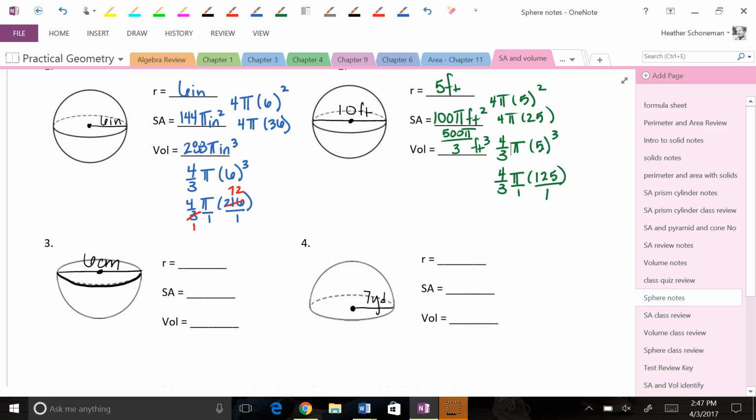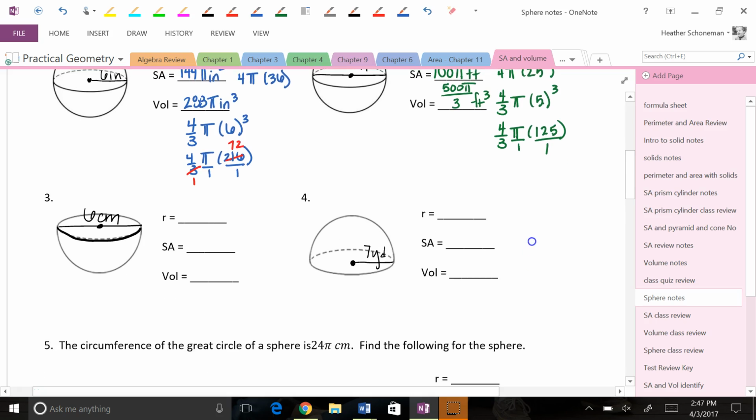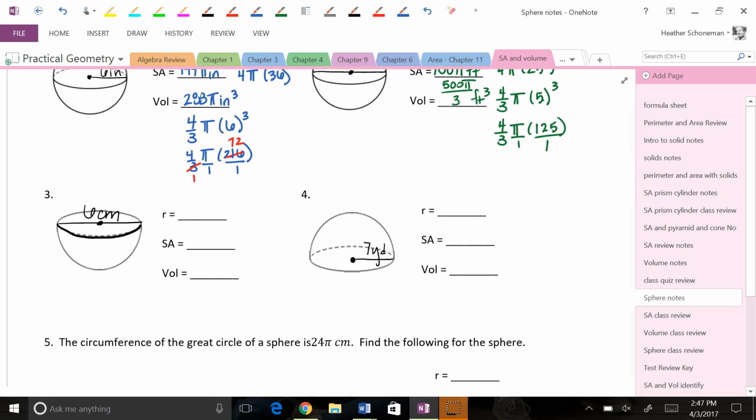All right, now 3 and 4 are different. 3 and 4 are hemispheres as opposed to 1 and 2 that were a full sphere. So now our formula is going to change a little bit, but again, that's on our formula sheet. So on this one, I gave you the diameter is 6, so that makes the radius 3 centimeters. The surface area is 3 pi times the radius squared. So that's 3 pi times 9, which is 27 pi centimeters squared.